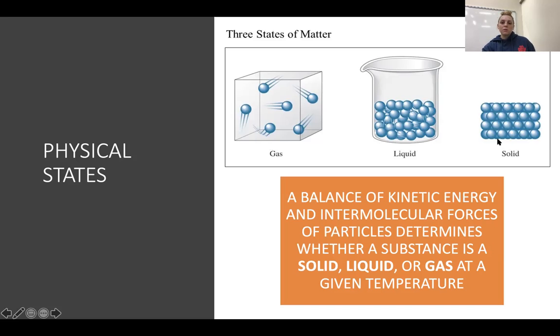One thing that's important to remember is that although it looks like they're standing still, solid is still moving. It's just a lot less movement, and so it's not as noticeable. But in a solid, the molecules and particles do still have movement to them.